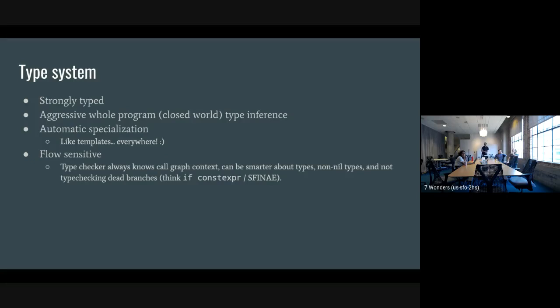A little bit about the type system, as it also relates strongly to this algorithm. It's strongly typed, it has this whole program, closed world model, type inference, so it really knows a lot about what's going on. It does automatic specialization of functions. So in C++ terms, it's like having templates everywhere, which sounds terrible, except this language is more high level and not quite as complicated as C++, so it's actually quite manageable. It's completely flow sensitive, which means the type checker always knows the context of what it's type checking in terms of the call graph. That means it can be smarter about what types to assign. It knows about whether things are non-nil and things like that. It knows not to type check dead branches, which means it has similar properties to if constexpr in C++, which only recently appeared. So you can do much more with this type system than with most languages.